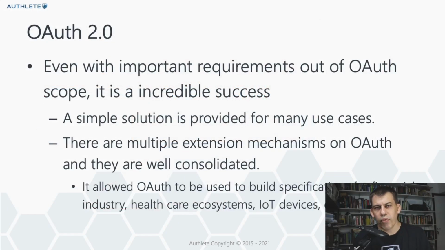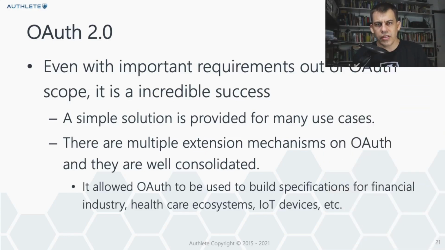Even with important requirements out of the scope of OAuth 2, it's been a resounding success. It allowed simple solutions for simple use cases and provided extension points that were used by the community to address different scenarios. Those extensions allow OAuth to be implemented across different industries, in financial, in healthcare, and in IoT, for instance, with very limited access. So that's it. This is our initial introduction.